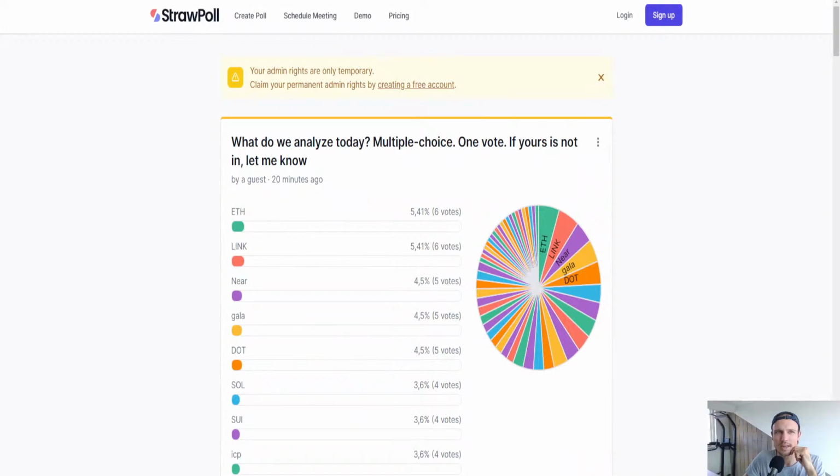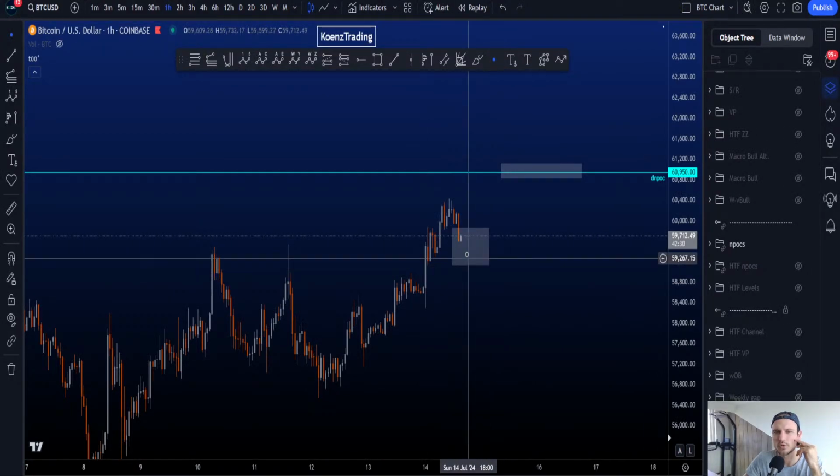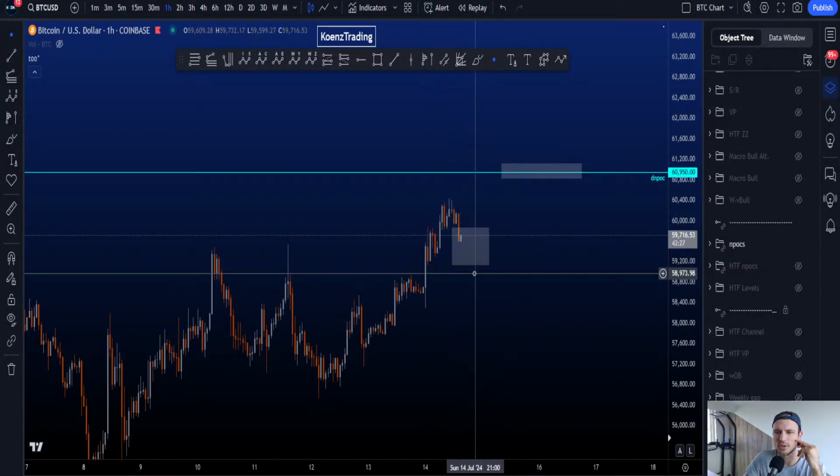I'm going to start the analysis very soon. I just covered Bitcoin shortly and why I have these two boxes on the chart.